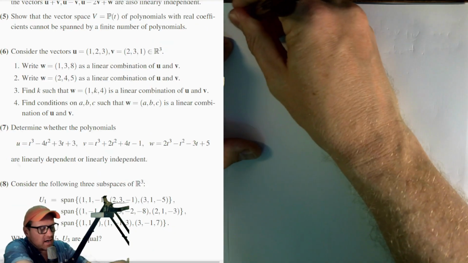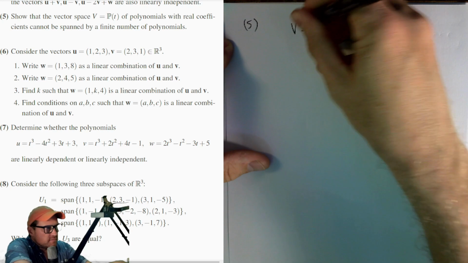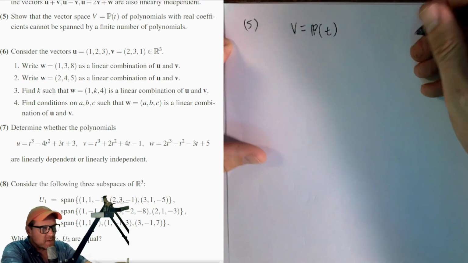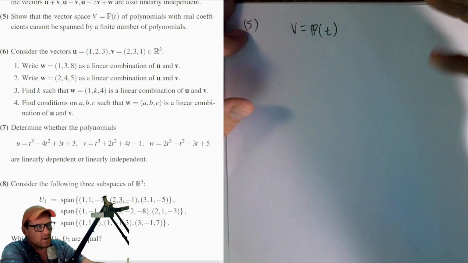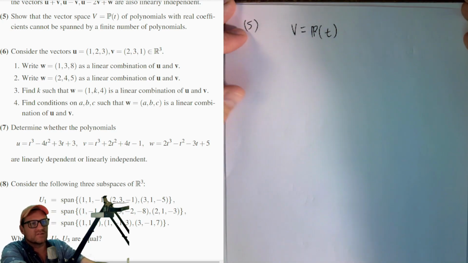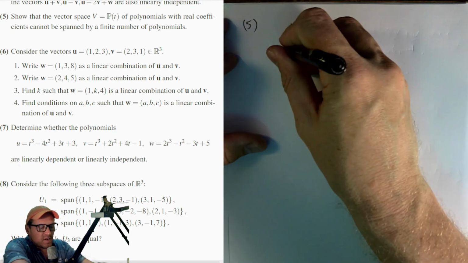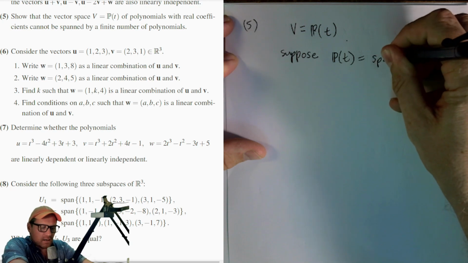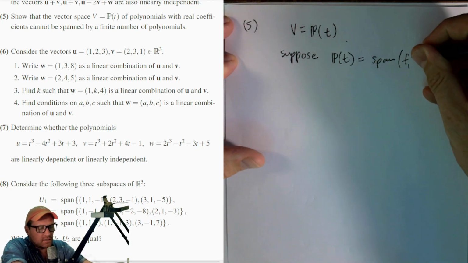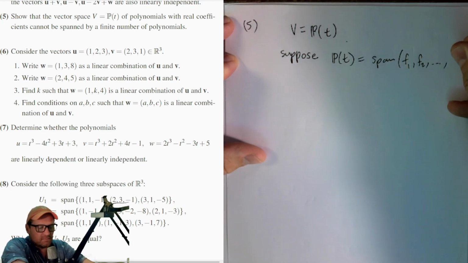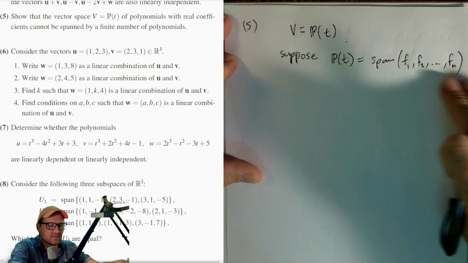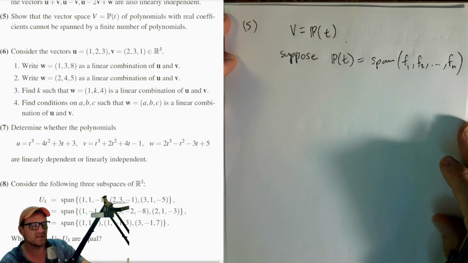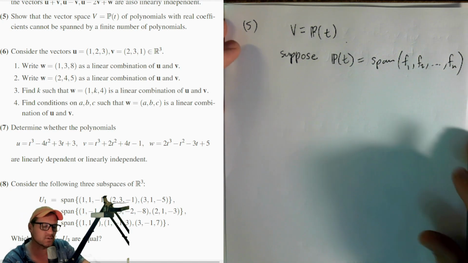Okay. Question 5. Show that the vector space V, being the vector space consisting of polynomials with real coefficients, cannot be spanned by a finite number of such polynomials. Okay, so suppose this is the span of f1, f2, etc. up to fn, where n is some positive integer. So this is a finite number. There are n of them in our assumption. We want to show that this assumption leads to a contradiction.